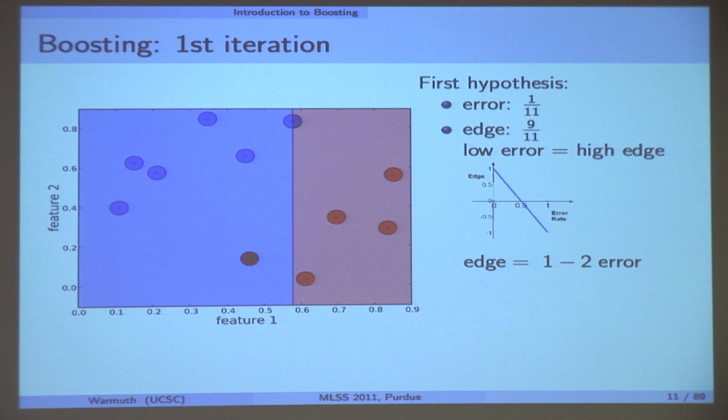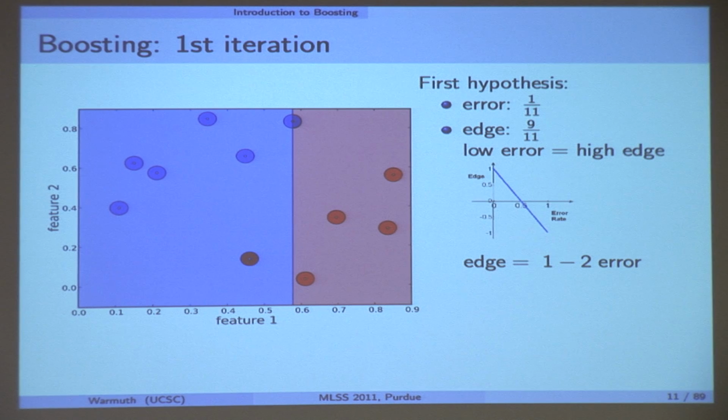So here, what's the error? Well, we had 11 apples. This one is wrong. Do you see that? It's on the wrong side of the plane. It's red, labeled -1, but it's on the +1 side of our decision stump. So 1 is wrong. So the error is 1 in 11.